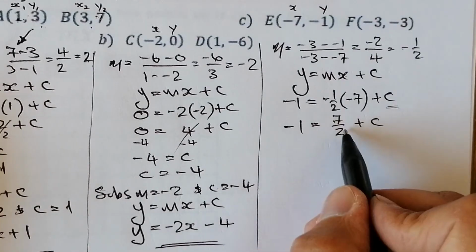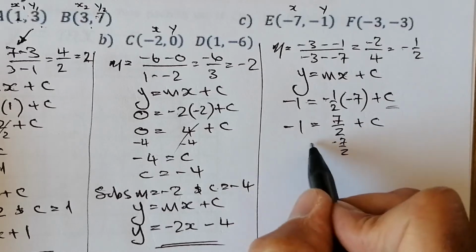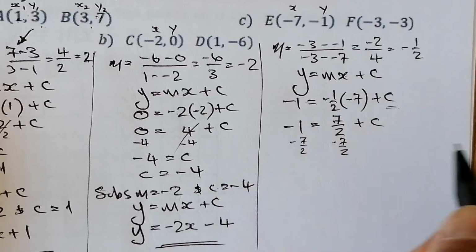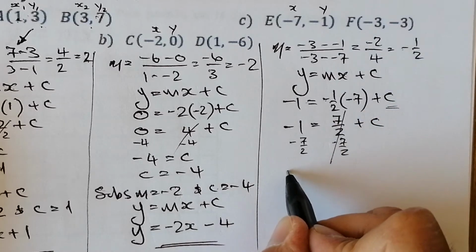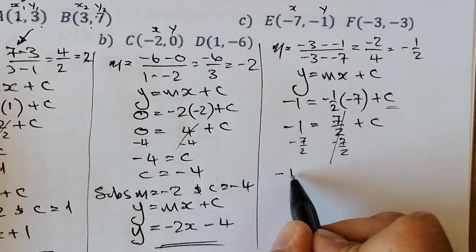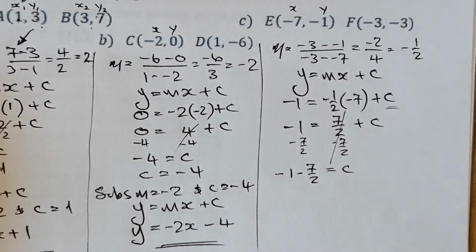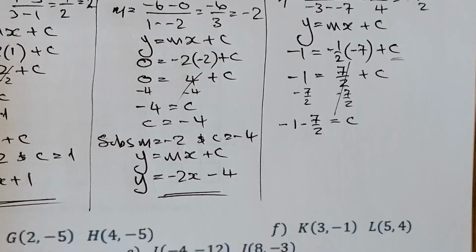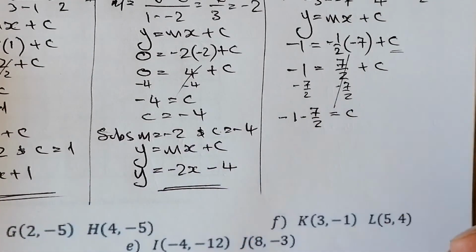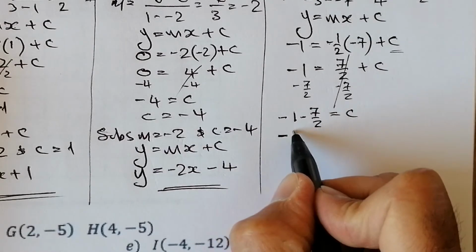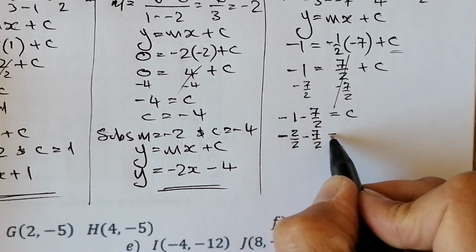Right, so I'm going to try and gather these up. I'll take 7 over 2 away from that side, or 7 halves. So these get eliminated, and it will leave me with minus 1 take away 7 upon 2 is equal to c. When we're dealing with fractions, I would think about 1 in terms of halves. There's 2 halves in 1, so that's like minus 2 over 2 minus 7 over 2 equals c.